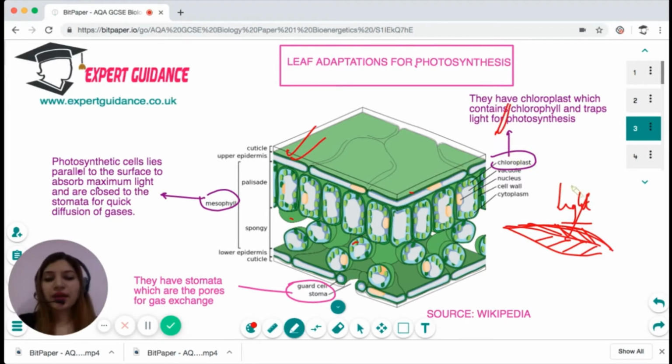They require carbon dioxide and they release oxygen. So for gas exchange, they have air pores in them called the stomata. The stomata have the guard cells which open and close to trap and exchange the gases. Next, the photosynthetic cells, can you see, they just lie at the surface so that they can use the maximum light possible for photosynthesis. So they can ask you in the exam what are the different adaptations a leaf has for maximum photosynthesis. So make sure you remember them well.